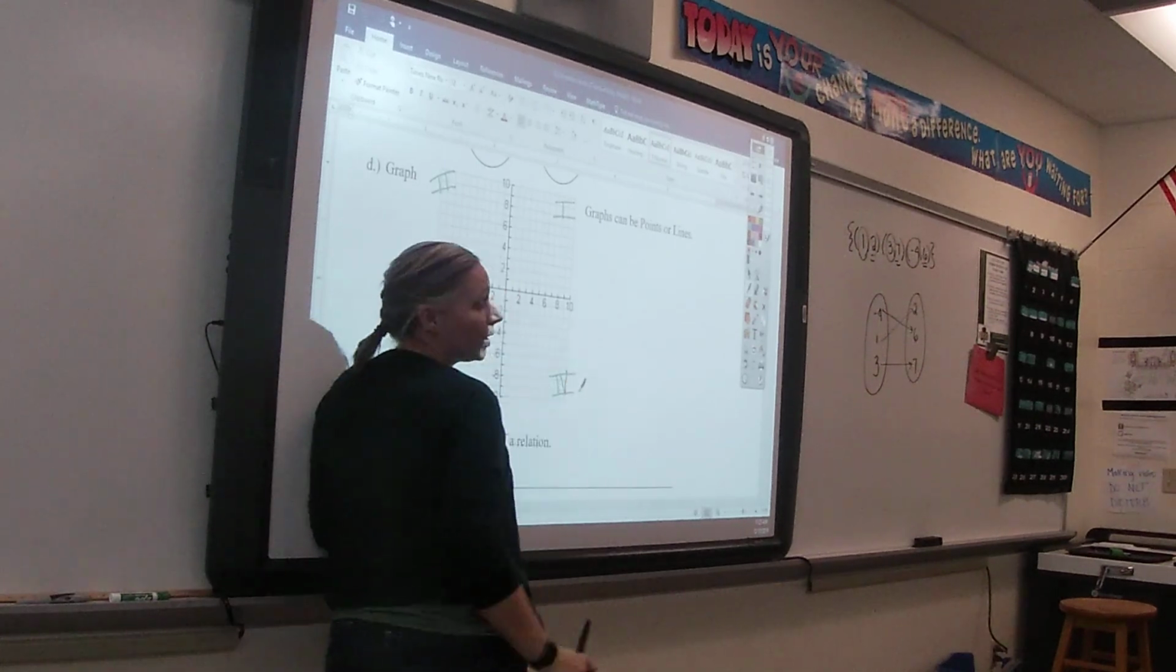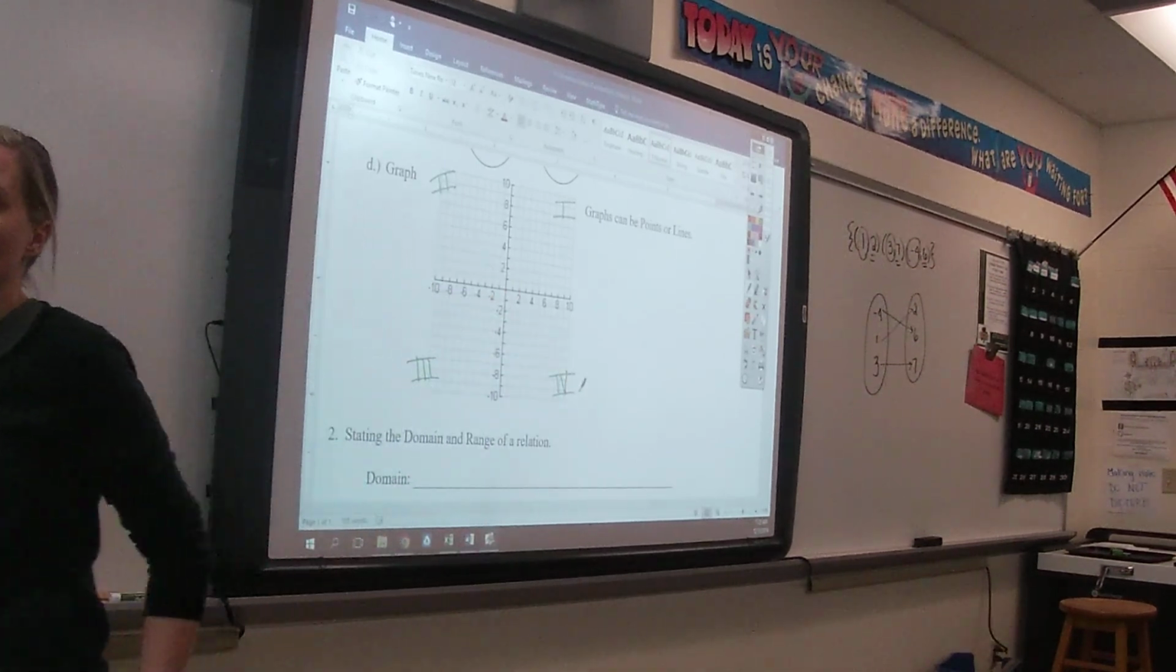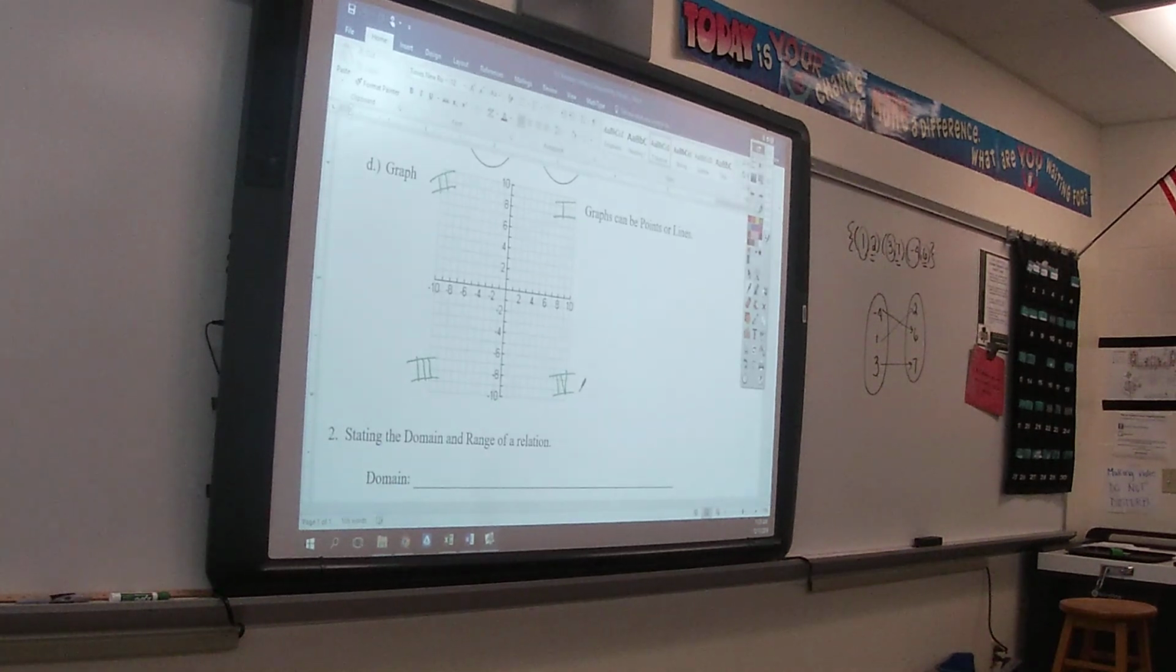My students are like, that doesn't make any sense. Why are we going counterclockwise and why are we using Roman numerals? I blame old dead men. I don't know. They made it up. I didn't.